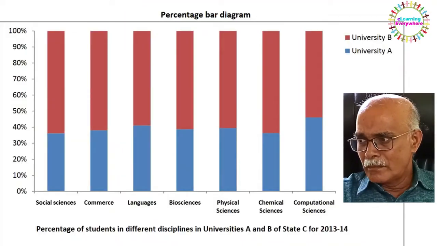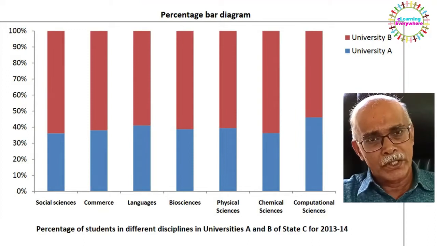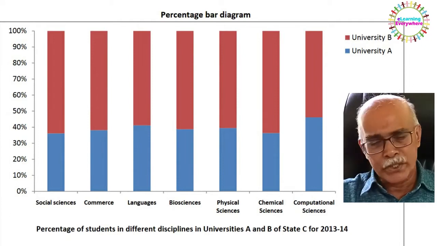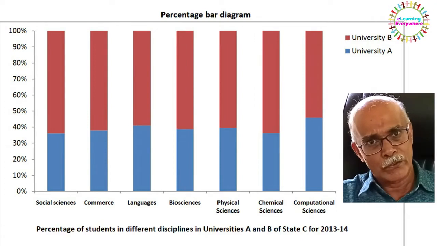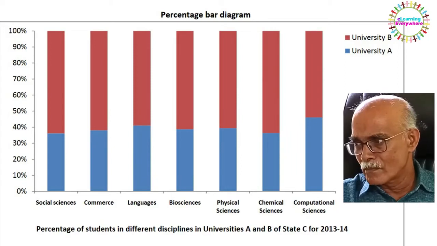You can see a percentage bar diagram attached here, in which the percentage of students in different disciplines in two universities of a particular state in a particular year are represented. The next type of bar diagram is a deviation bar diagram. Deviation bars are projected to both sides. The axis will be in the center, and above it and below it there will be bars, with positive values represented above and negative values below.